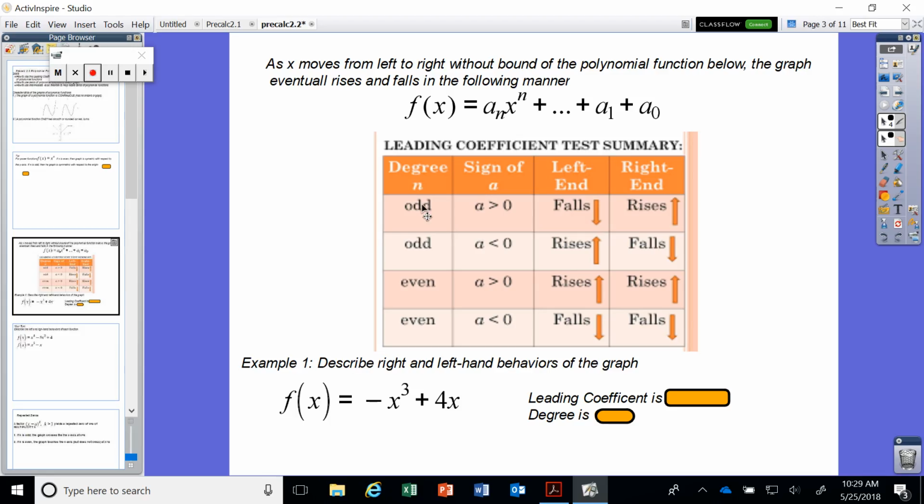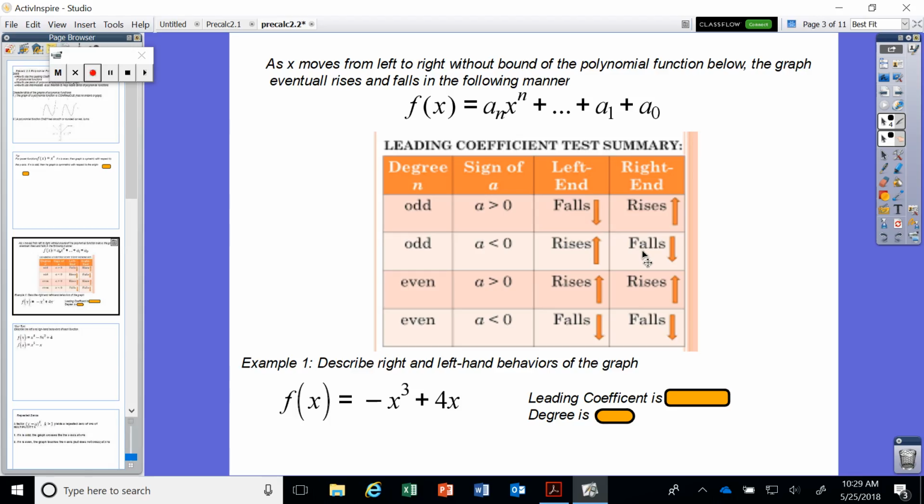The four scenarios are based upon the two different scenarios for odd and even functions. So if the degree, the highest exponent, is odd and the leading coefficient is positive, then we're going to fall and then rise from left to right. If it is odd and it is a negative sign of that leading coefficient, then we're going to rise and then fall. It's going to be the opposite approach to it.